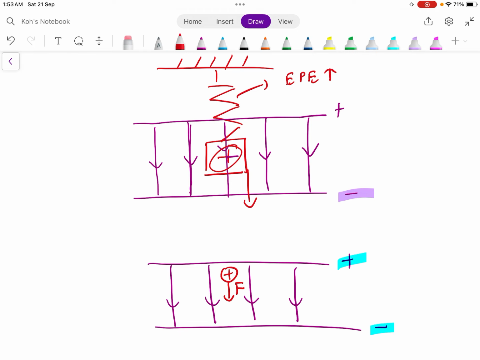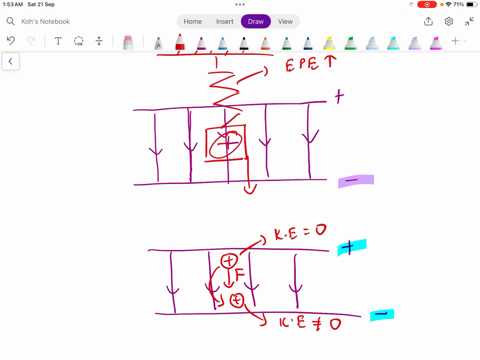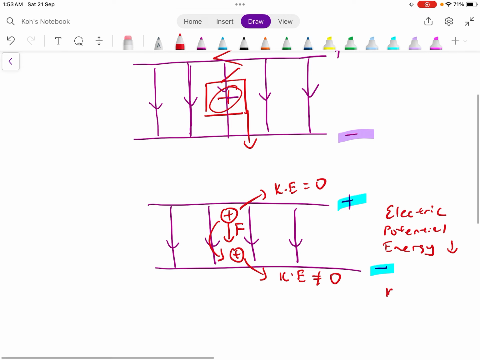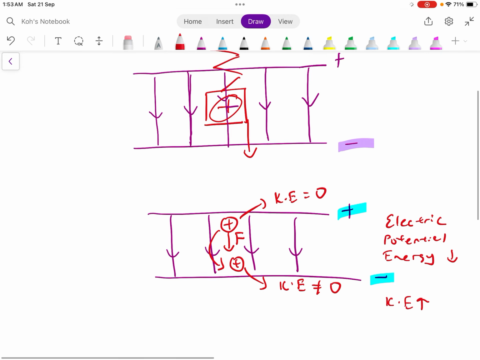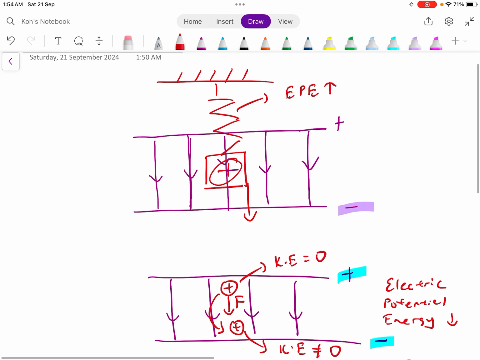So of course, from here, initially, let's just say my kinetic energy is equal to zero. And then at the end, let's just say before I hit the plate, at this part the kinetic energy is not equal to zero, meaning the kinetic energy increases. So that means some of the energy is being lost, meaning that the electric potential energy must decrease such that the KE will increase.